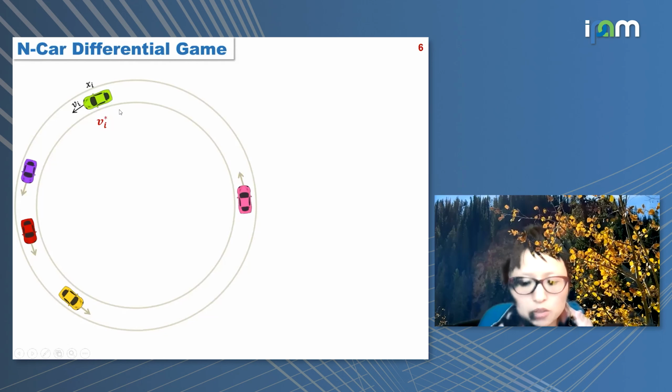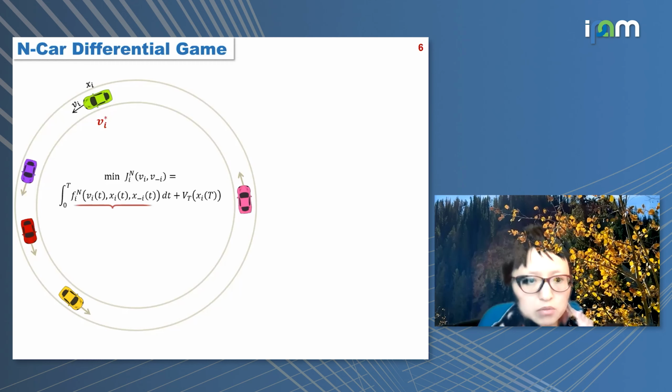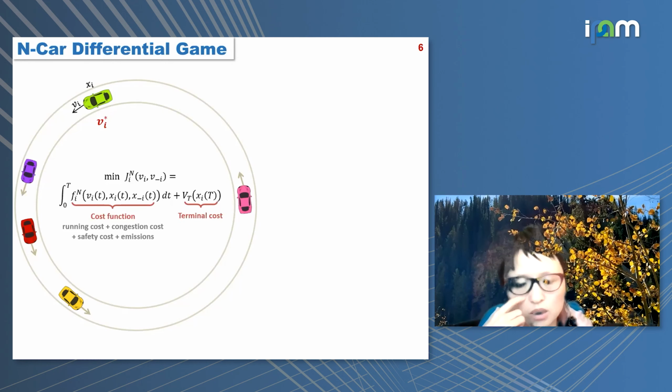and our goal is to see how we control each car's velocity v_i across time. Then we assume each car has an objective function J. It is composed of 2 parts. The first one we call the cost function, so we need to integrate over time from 0 to big T. Big T is a pre-specified planning horizon. This cost function can include the running cost, congestion, safety or emission, whatever goal you want to put in there. And the big V of T is the terminal cost.